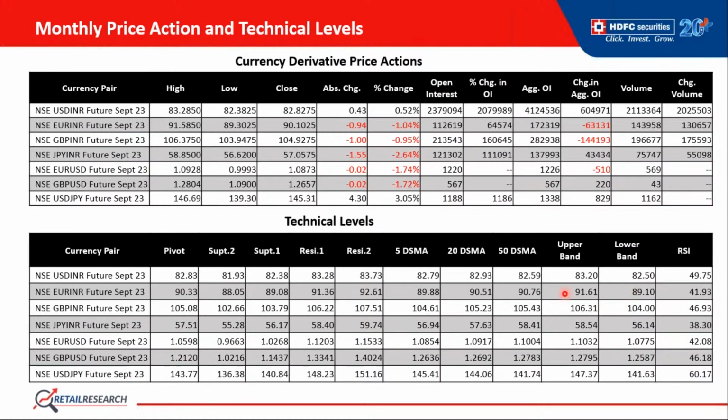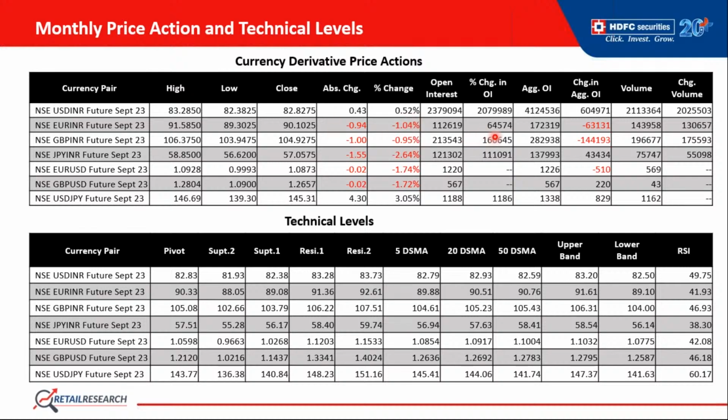This is the monthly September futures price action. 0.5 is the gain in the August month. If you go by the open interest changes and volumes, everything is indicating that long build-up has been seen in the August month. That's the reason we believe one should keep a positive stance for the USDINR and turn bearish only below the 82.30 level.